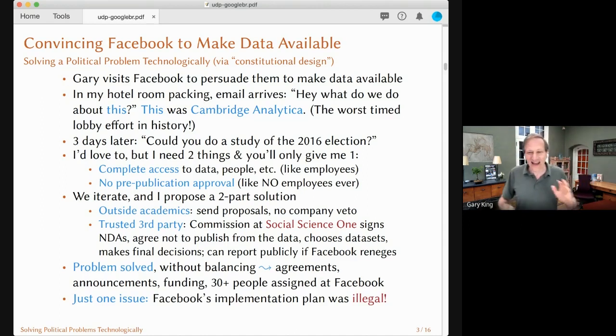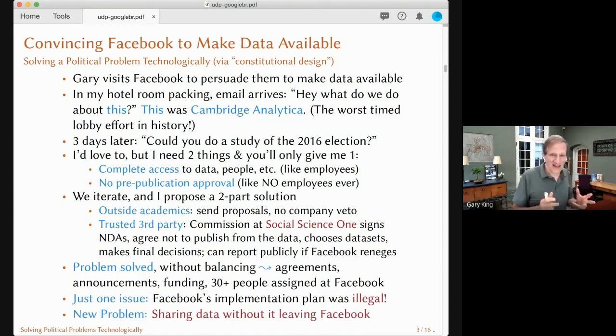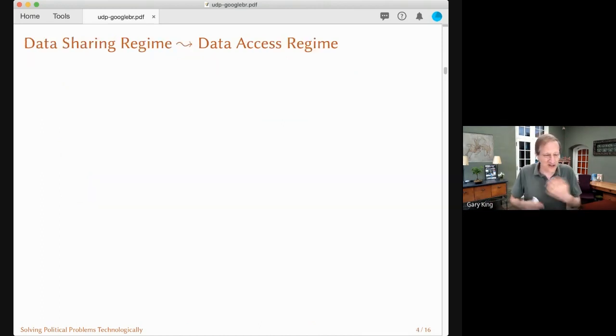Okay, and so what do we do, right? They didn't know it was illegal, of course. We all discovered this along the way, but it couldn't work. The regulator said, there's no way that you're going to be able to do this. It doesn't make any sense. So we solved one political problem technologically, but now we had another problem. And we have to figure out how to take data and make it leave Facebook without it leaving Facebook. And so this is where differential privacy comes in, and we basically introduced it to the folks there and figured out how to use it in a productive way.